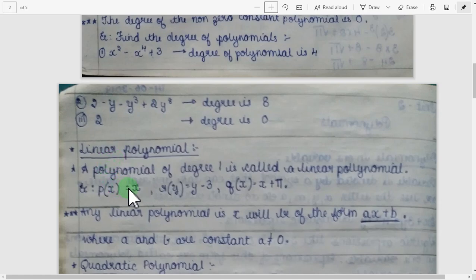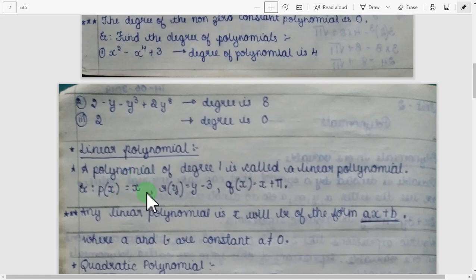Linear polynomial. A polynomial of degree 1 is called a linear polynomial. See here, this is the polynomial p of x is equal to x. What is the degree? No exponent written means you have to consider it as 1, so the degree is 1. Here also the variable is y and its power is 1. Here also the variable is x, not pi. Pi has a value; x is the variable. Its degree is 1.